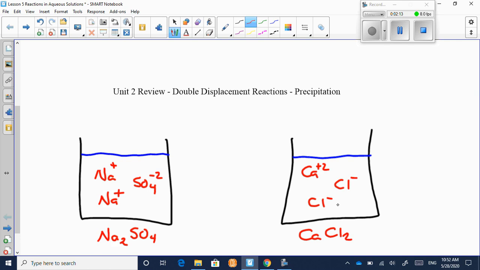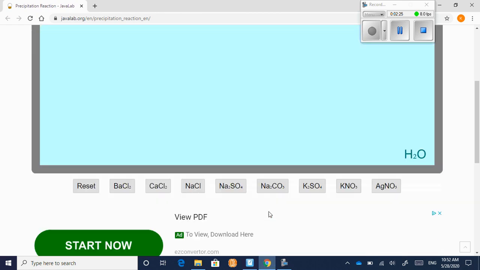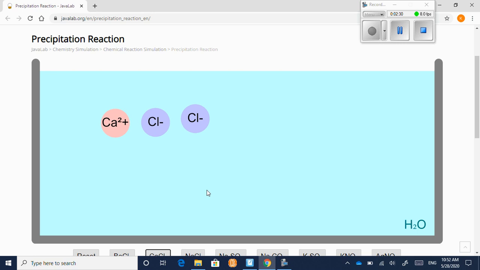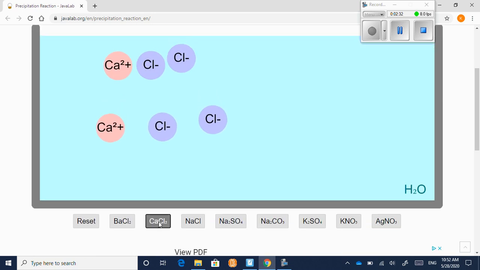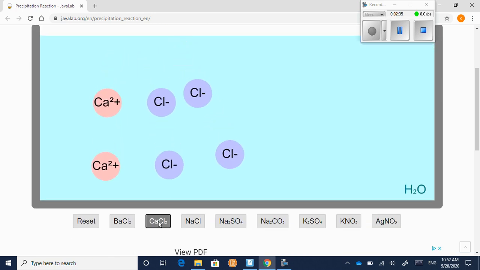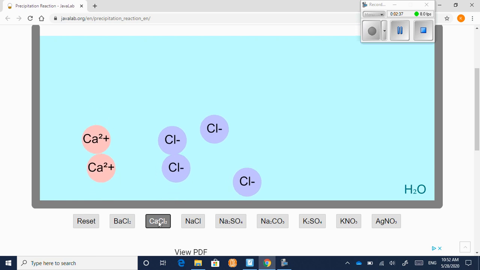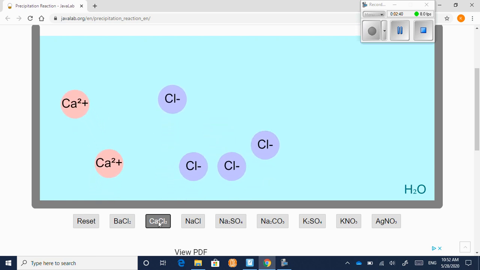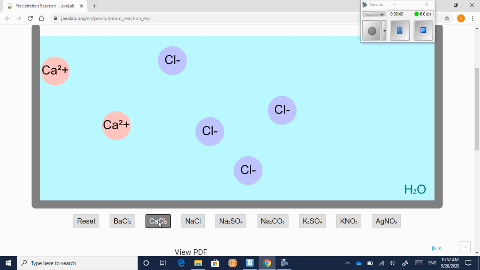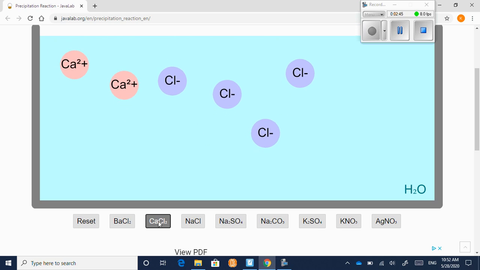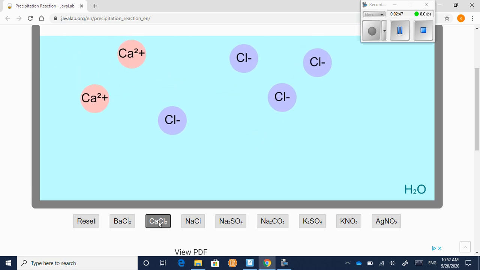We use our solubility guidelines to know whether or not they're soluble. I'm going to show you a little demo here. If I took some calcium chloride and added it here, and I'll add some more, this demo shows that it breaks apart into its ions, and these ions just float around in the water. They don't show the water molecules, they're in behind here, but sure enough, that's what calcium chloride would do.